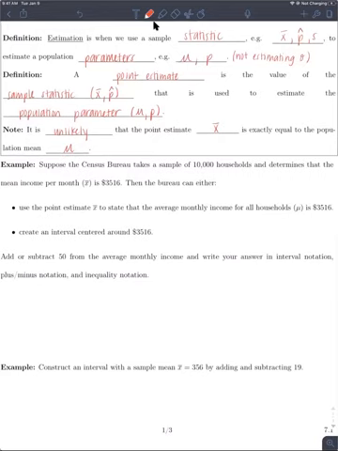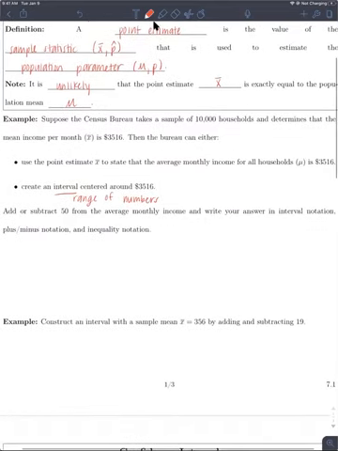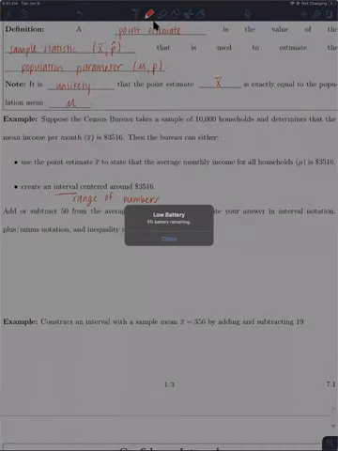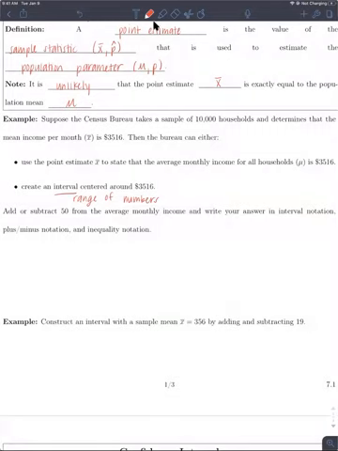Or what they can do is create an interval that is centered around that 3,500, right? So this interval is just a range of numbers. And so what we're doing is estimating these parameters with ranges of numbers. If we do this example, it says add or subtract 50 from the average monthly income and write your answer in interval notation, plus-minus notation, and inequality notation. In the very beginning, we went over interval notation and all of these different kinds of notations, so you guys should have these notes.